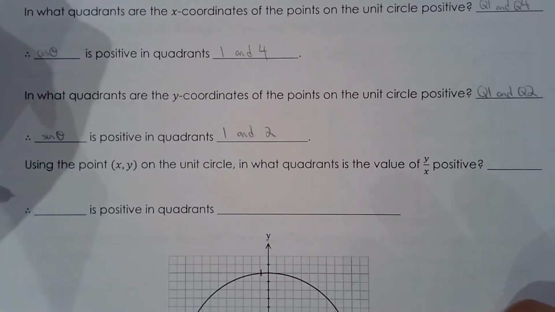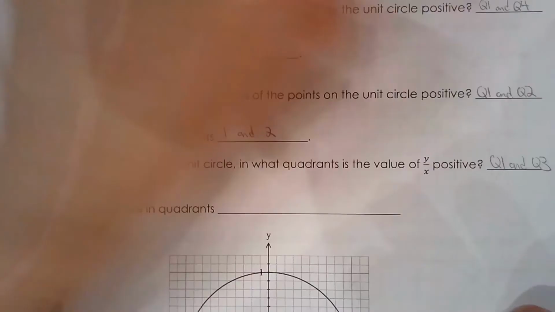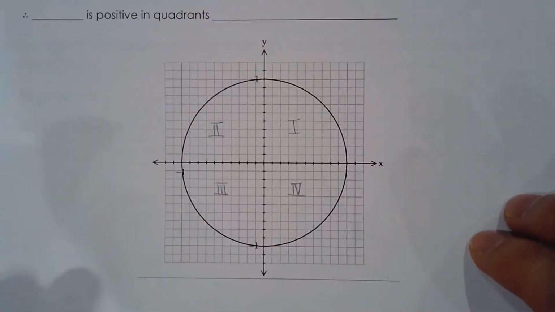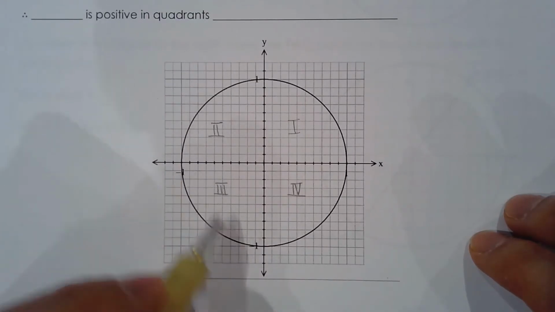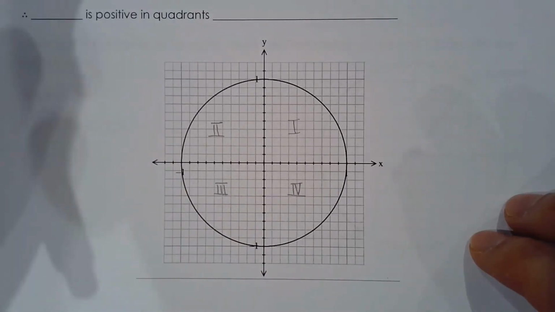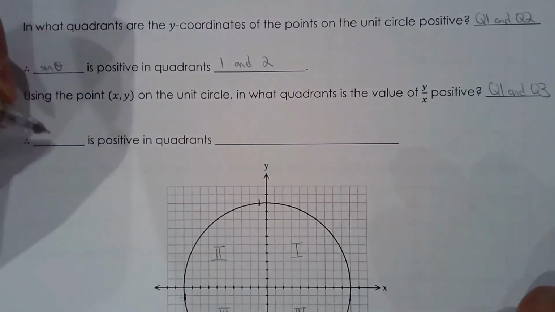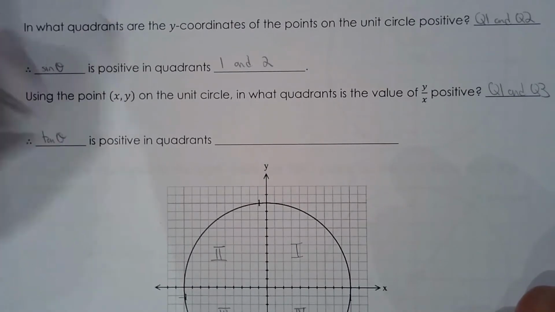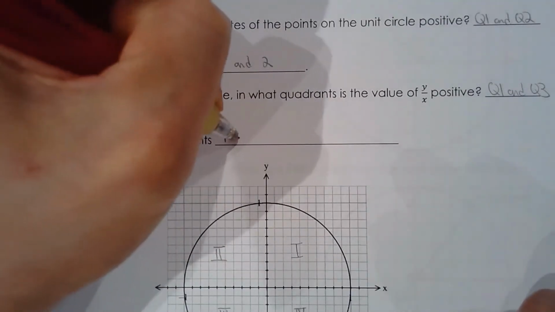Now we're going to look at the ratio of y to x for the coordinates. The ratio of the y-coordinate to the x-coordinate is positive in quadrant 1 and quadrant 3. Wait a minute, quadrant 3? Yes, quadrant 3. Because in quadrant 3, both the y-coordinate and the x-coordinate are negative because you go left and down. So negative divided by negative is positive. And since tan theta is defined as y over x, tan theta is positive in quadrants 1 and 3.